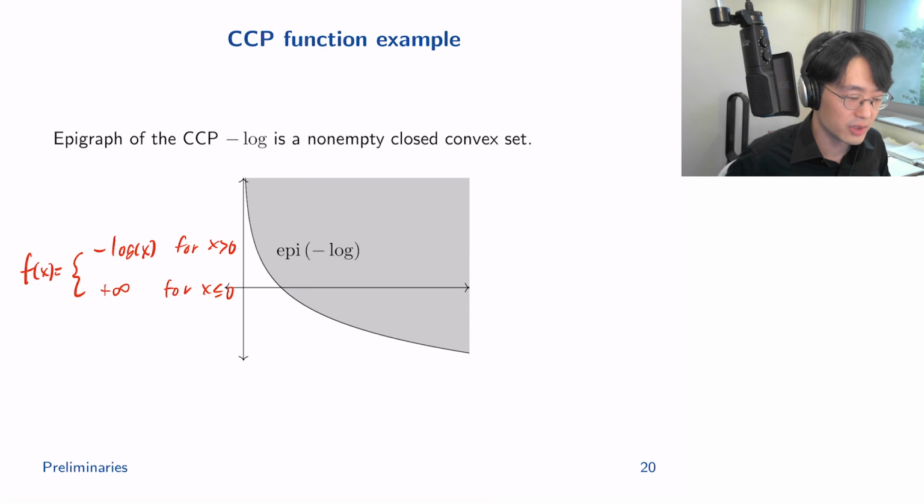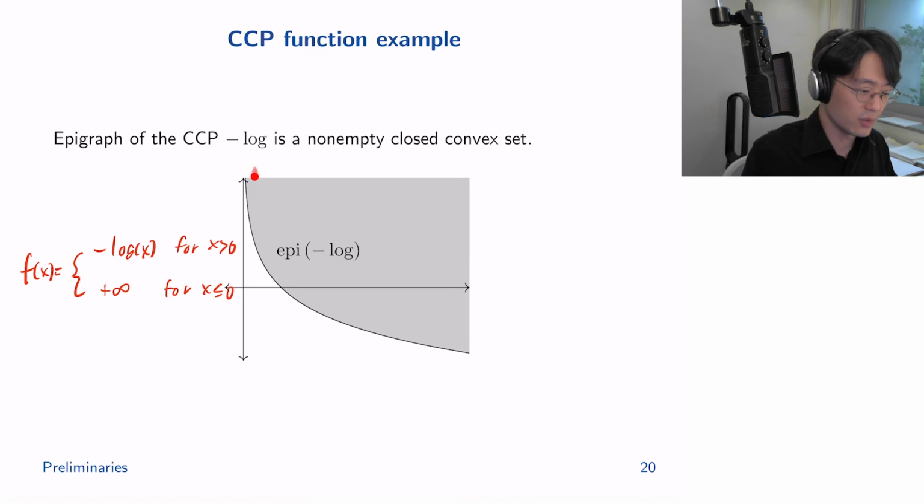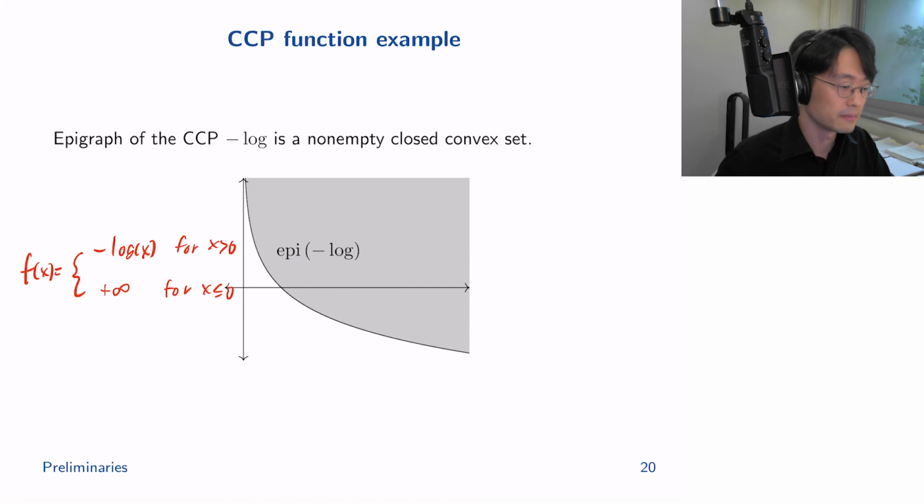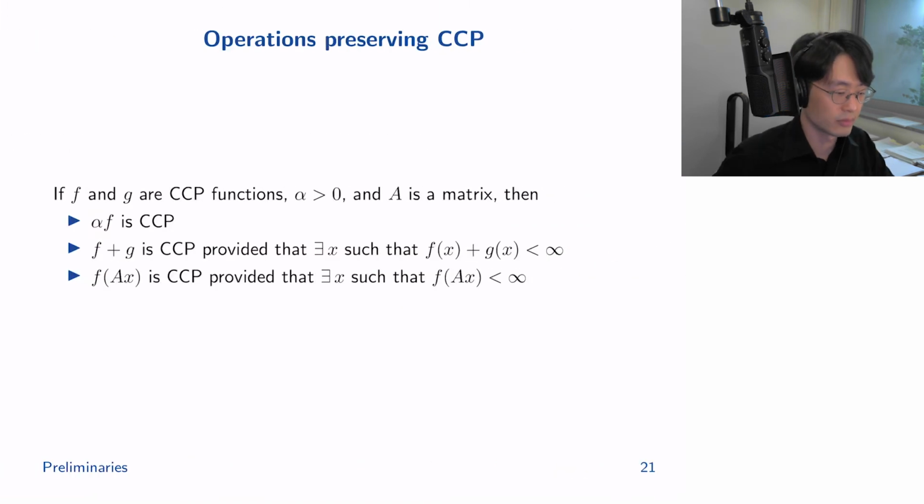The function is never minus infinity. It has finite value somewhere. It's convex. Its epigraph is closed. And if we look at what the set looks like, it's a non-empty closed convex set. Okay, so CCP functions are the class of nice functions that we will primarily consider in this class.